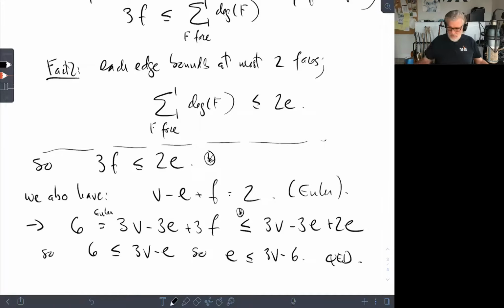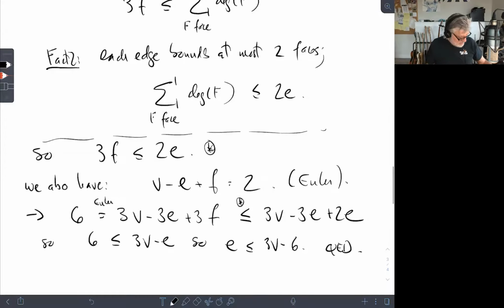So that's it. Okay, so basically the trick is this: just count the number of edges that bound each face. You get these 2 inequalities, one which is, well, each face is bounded by at least 3 edges, and the other one is each edge bounds at most 2 faces, and from this you get that E is less or equal to 3V minus 6.